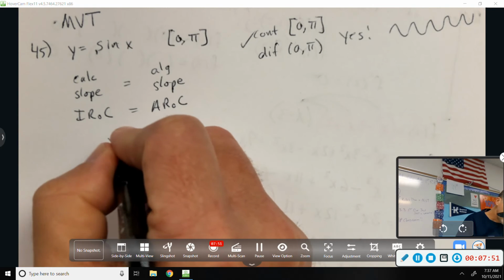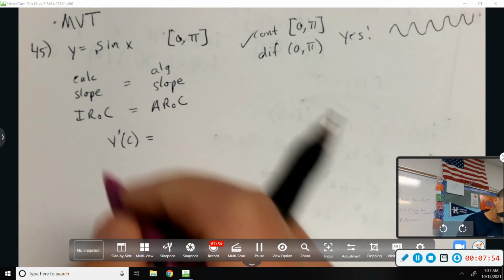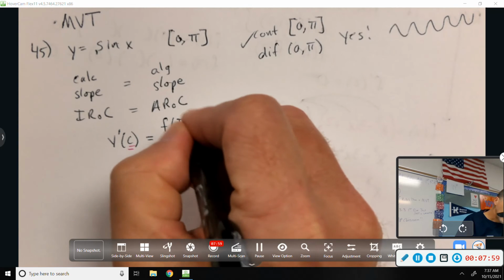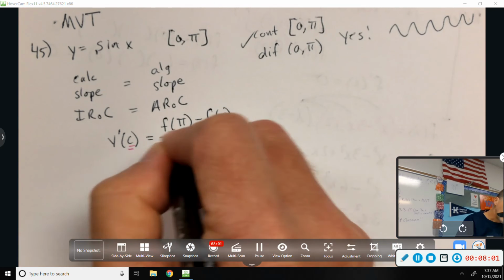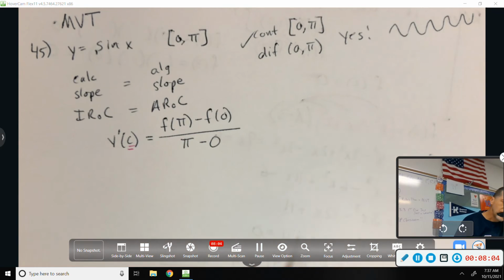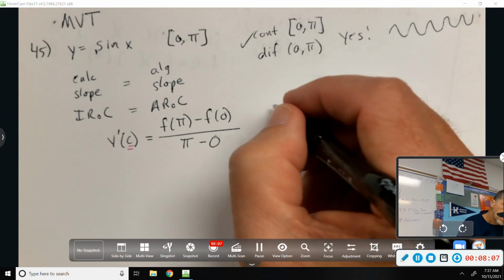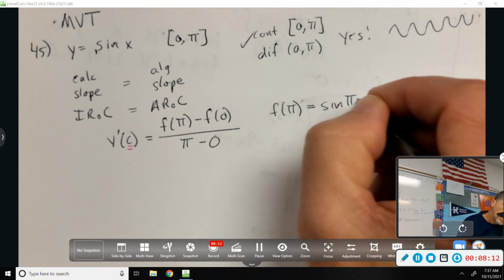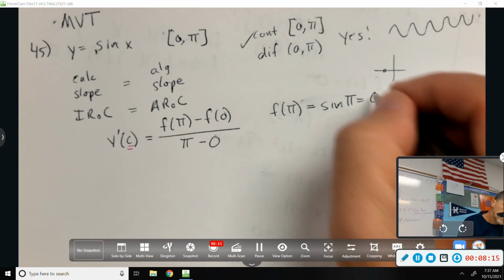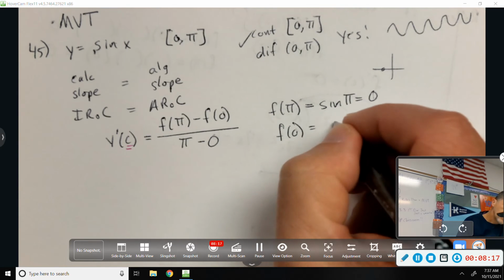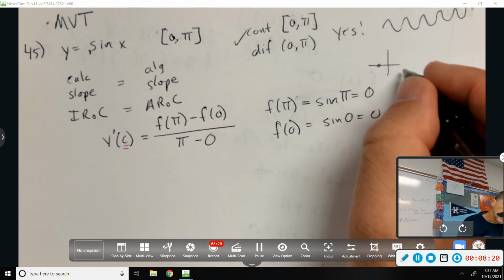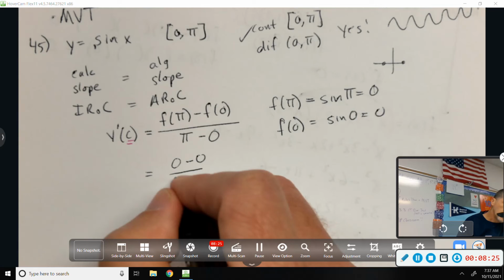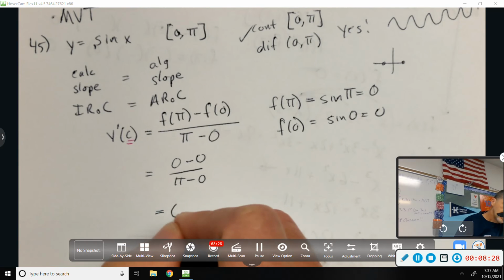So y prime at c, that's what we're looking for, equals the algebra rate of change, that's the algebra slope formula: y2 minus y1 over x2 minus x1. So f of pi, sine of pi is 0. f of 0, sine of 0 is 0. So 0 minus 0 over pi minus 0 is 0.